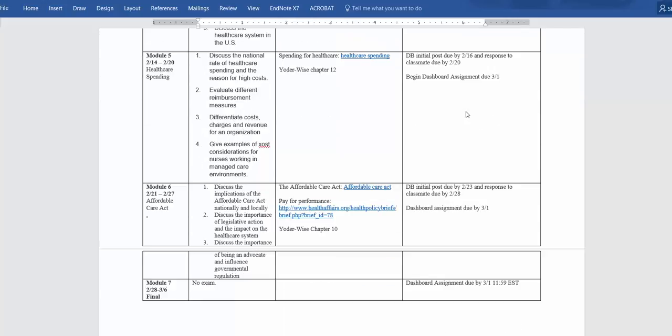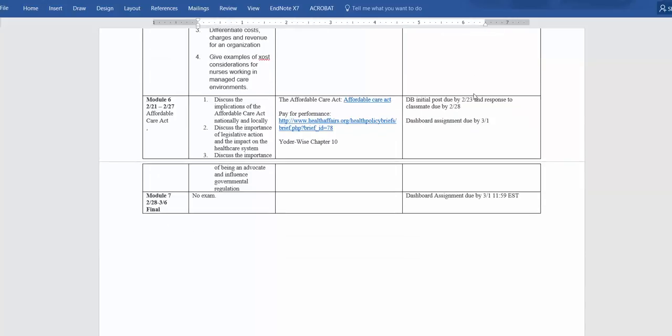And then week 5, again, discussion board assignment is due. Again, you've got reading to do from the Yoder Wise, and then there is a link to a video for you to watch. And then just a hint here to go ahead and begin your dashboard assignment. You're going to have that last week free to work on it, but it might be best if you just go ahead and start it so you're not trying to rush to get it finished at the end.